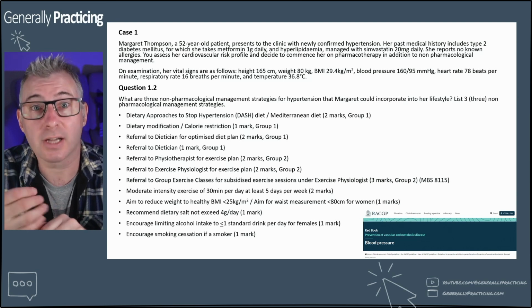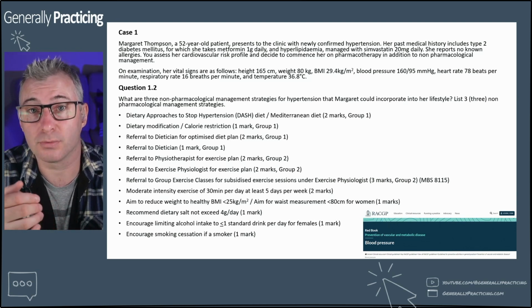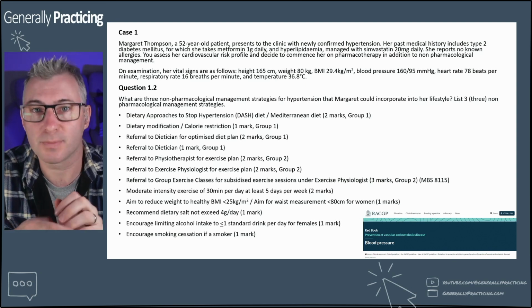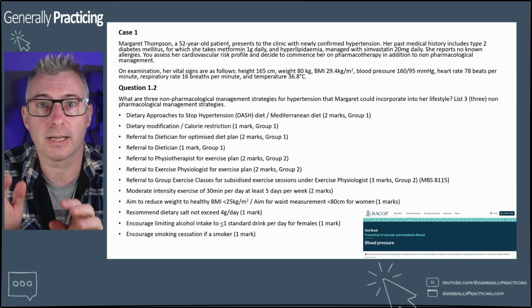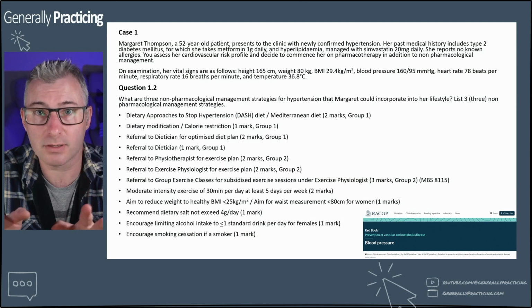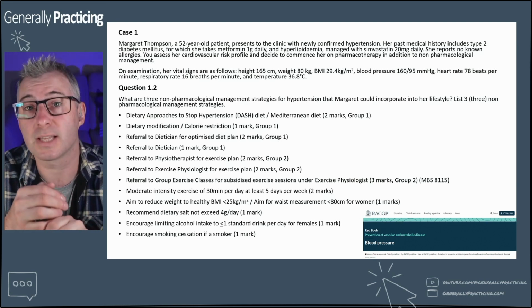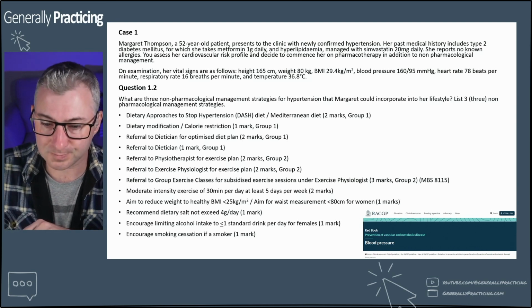We would obviously encourage limiting alcohol intake to 1 or less standard drinks per day for females, and encourage smoking cessation if a smoker. Now, it's not actually specified here about the alcohol intake or smoking, and so you would be able to list those things there to get marks from them.